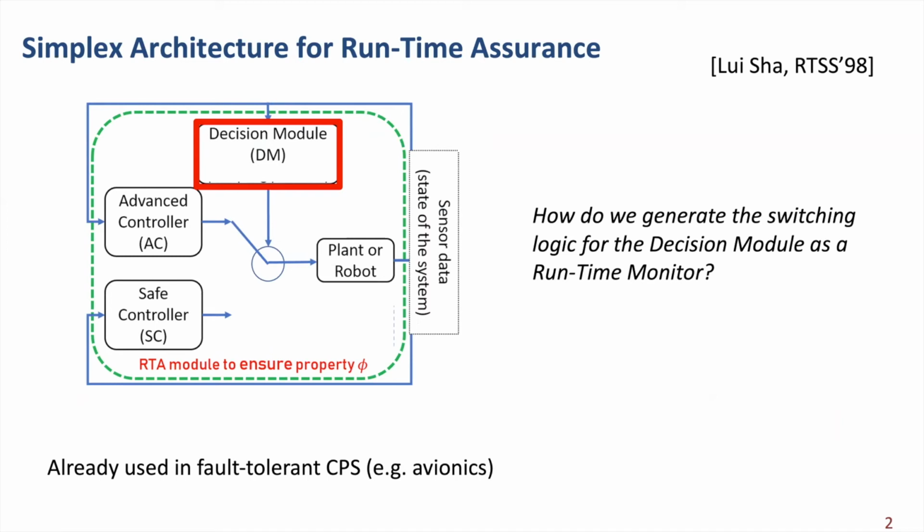And so in a nutshell, such a simplex architecture has two controllers running in parallel, an advanced one and a safe one. The advanced one can fulfill all the functionality that the system should have, whereas the safe one can fulfill safety. And so you want to use the advanced controller as much as possible, but every now and then you'll need to decide to go back to the safe controller, because as Daniel showed before, absolute safety with neural networks is still a big challenge. So sometimes we'll need to go back to a safe controller, and we want to generate monitors that can make this decision at runtime.